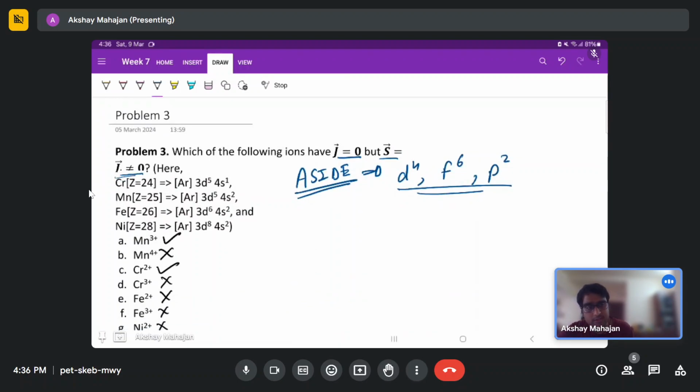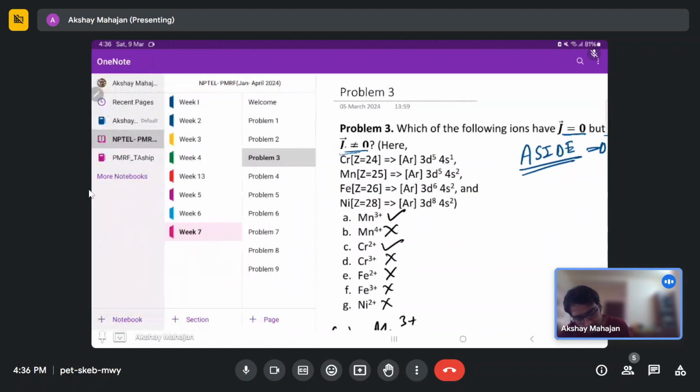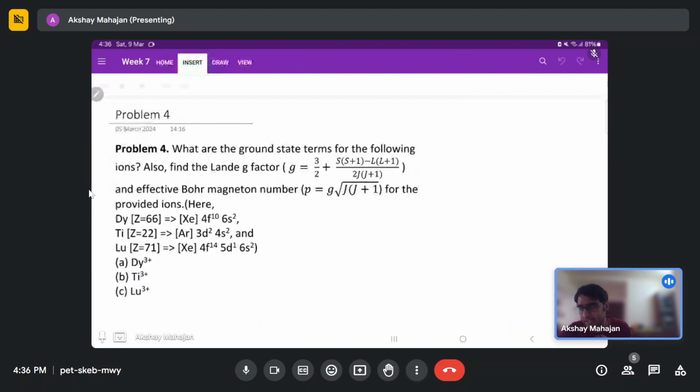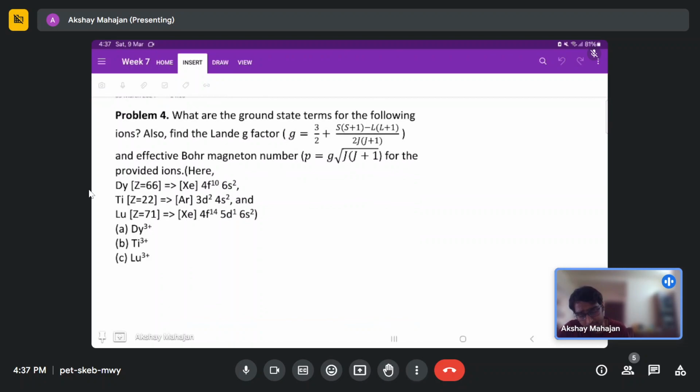Any doubt in this problem? Okay, so this was a simple problem on Hund's rule, just for practice. And the next problem is also from Hund's rule only.